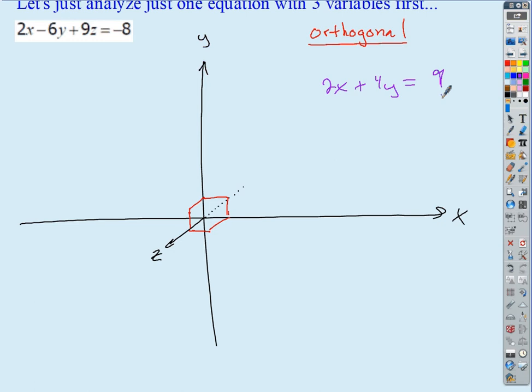Okay, that's a small step in the right direction, but if I want to find the intersection with the xy plane, what do you think? Set z to 0, right? Because what is z telling you? Now think, instead of an ordered pair, we've got an ordered triple.